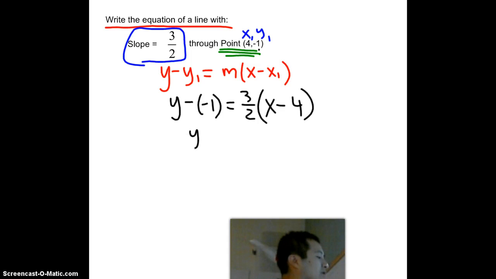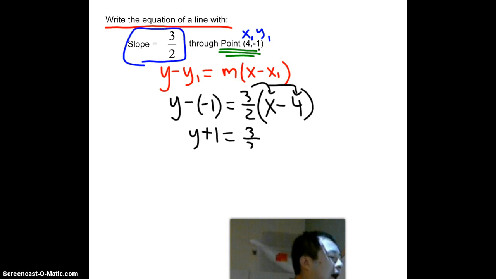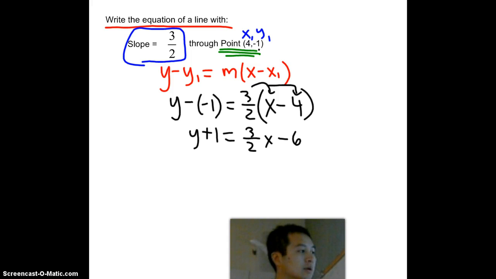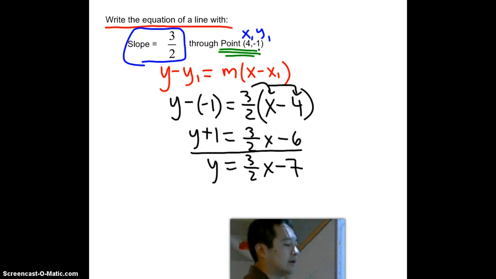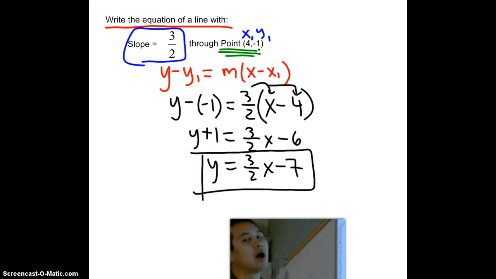A negative negative makes a y plus 1 equals. To get rid of the parentheses, I distribute that in. It'll become 3 halves x. 3 halves times a negative 4 is going to be negative 6. Minus 1 from both sides, y equals 3 halves x minus 7. There we go. There's my equation of a line already set to graph.